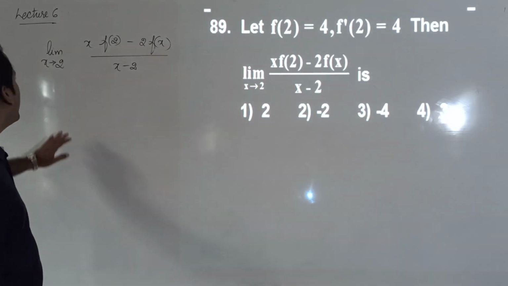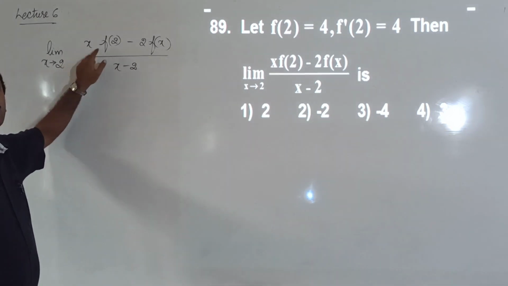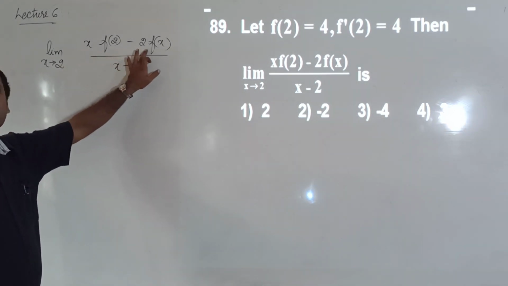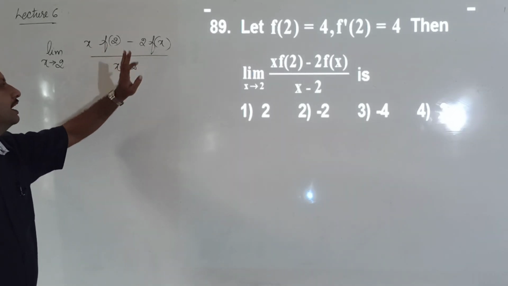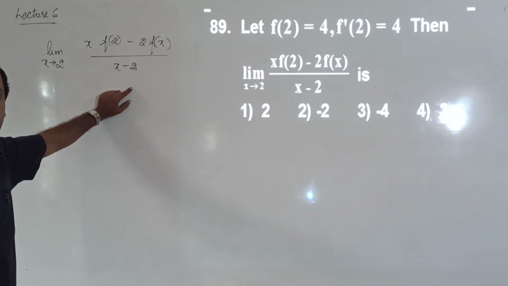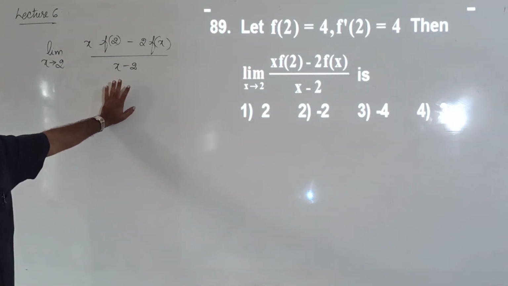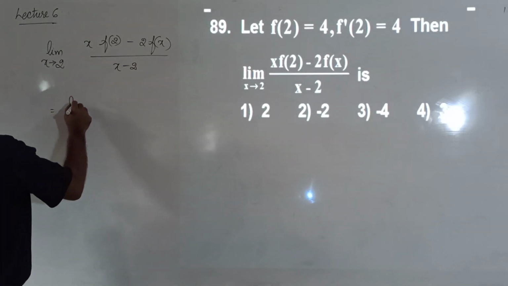Now if I directly apply the limit as x tends to 2, I am getting 2 into f of 2 minus 2 into f of 2, that will be 0, divided by 2 minus 2, that is also 0. 0 by 0 is an indeterminate form. So we can use L'Hospital's rule.